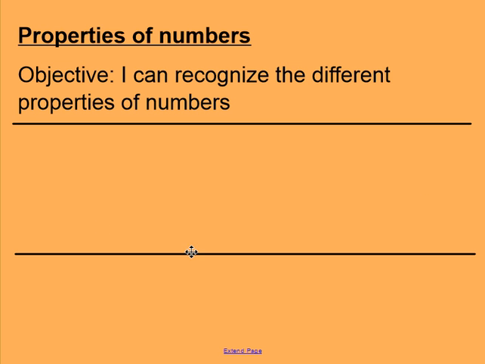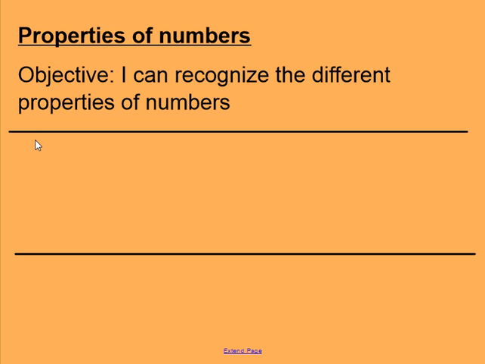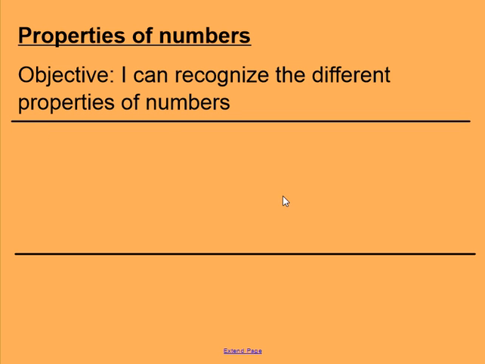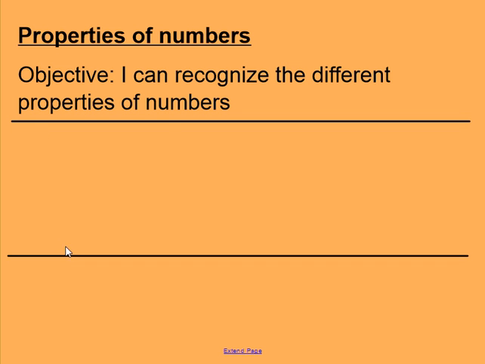So on the next blank page in your notebook, you're going to put the heading, properties of numbers, the objective, I can recognize the different properties of numbers, and then I want you to put a line right under your objective and split the rest of your page in half. Okay, so if this is my page in my notebook, I've got a line under my objective and I've split the rest of my page.